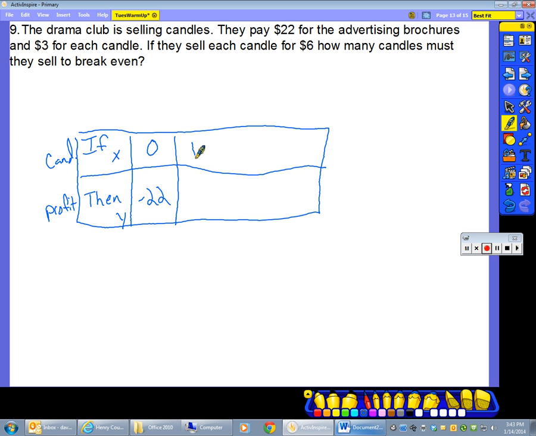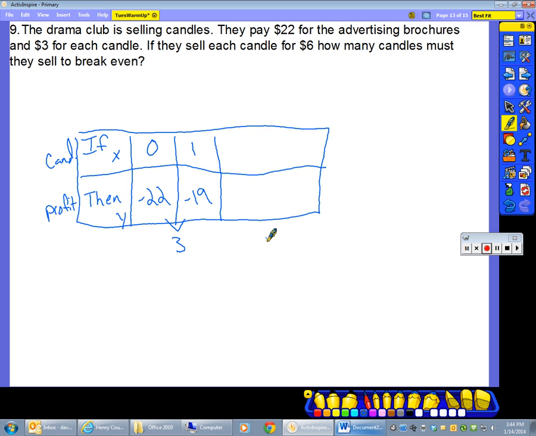Now, this is where it gets a little tricky. You got to think about what the problem is asking us. If I sell 1 candle, what is my profit going to be? Haley? It is negative 19. Good job. It's negative 19. And you'll notice that that's only an increase of 3.